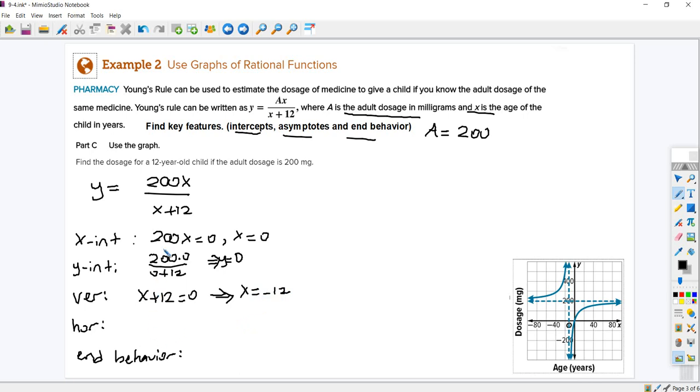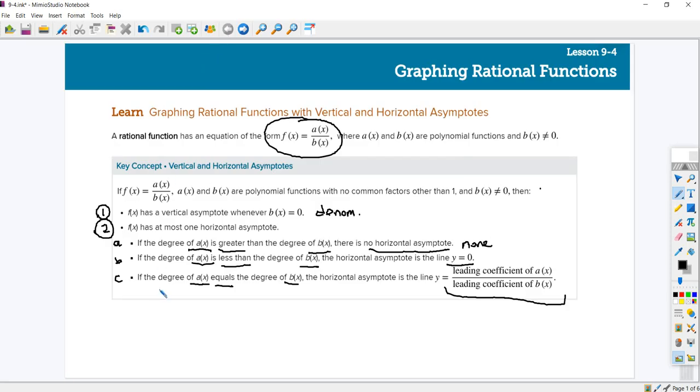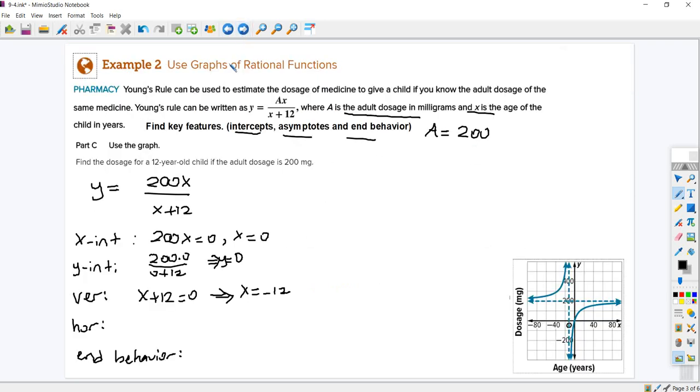Horizontal asymptote, check the degree of the top and bottom. Degree of top is 1 and degree of bottom is also 1. We have x and x. When we check the degrees, they are the same. And this goes to rule 2: when the degrees are equal, you just get the ratio of the leading coefficients. Since the degree is 1 for both, the coefficients are 200 on top and 1 on bottom. So you just get y is equal to 200 as your horizontal asymptote.